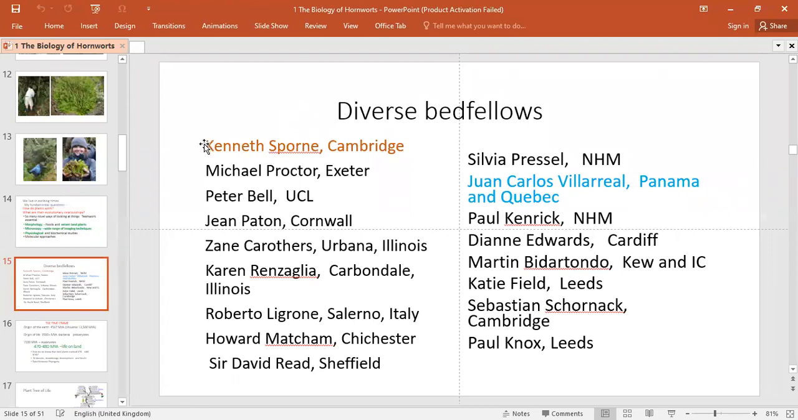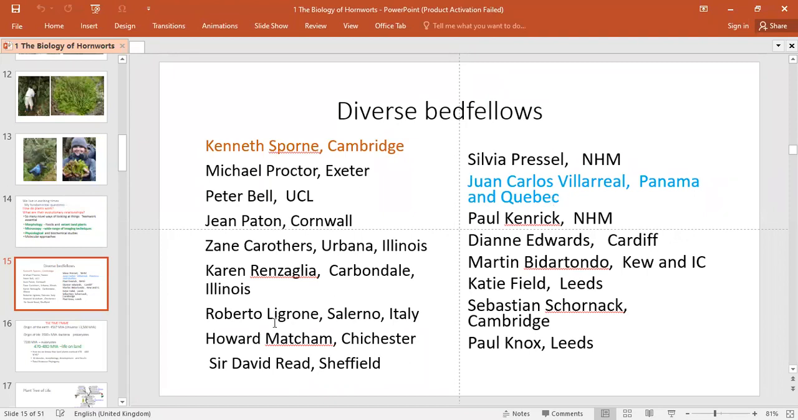I've highlighted two people here. Kenneth Spawn was my PhD supervisor, and he was an armchair botanist par excellence, but he didn't convert me. Another very important name you need to know is this man, Juan Carlos Villarreal, who is a Panamanian who works between Panama and Quebec, and he is a sort of hornwort king in the world. If you want to get samples, it's to him you need to send them.